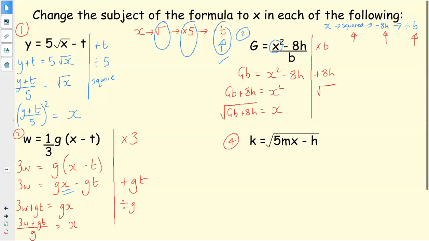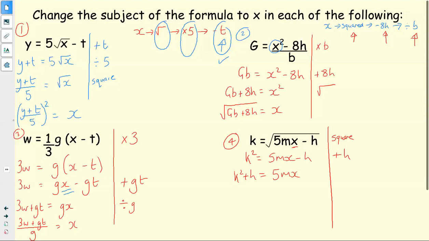Okay, and then number 4, my last one here. What's happened to the x has been multiplied by 5m, then h has been subtracted, and then all of it has been square rooted. The first thing you have to undo is the square root sign, so you're going to square each side, so it becomes k squared equals 5mx subtract h. You want to undo subtract h, so I'm going to add h to both sides. So k squared add h equals 5mx.